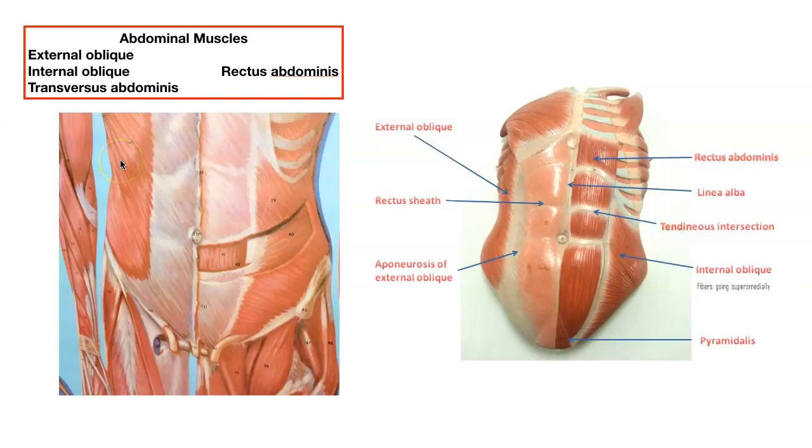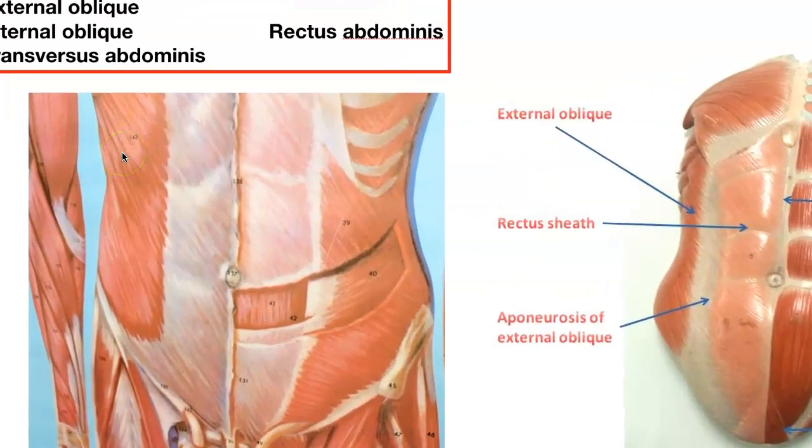So on a chart or a model, this is how they're going to be showing you these structures. This side of the chart that we have in our classroom, this is the most superficial. And then here we're going to the deeper layers on this side. The most superficial, obviously, the external oblique. You can see the muscle fibers coming downward in this direction. They are inserting in this white, broad, flattened tendon called the aponeurosis. Here is the linea alba right down the center.